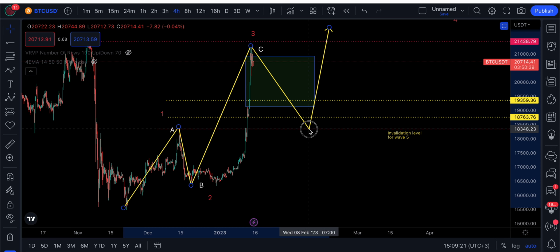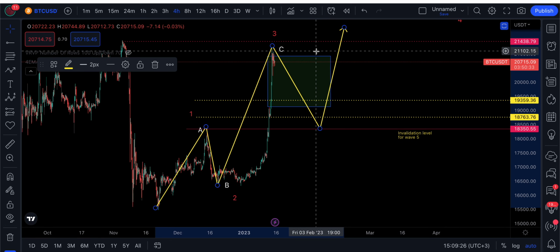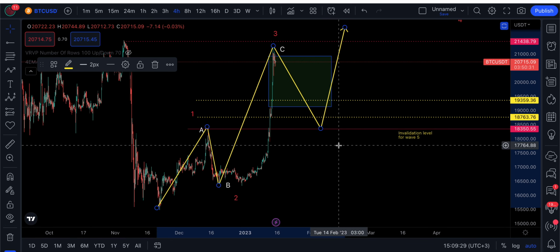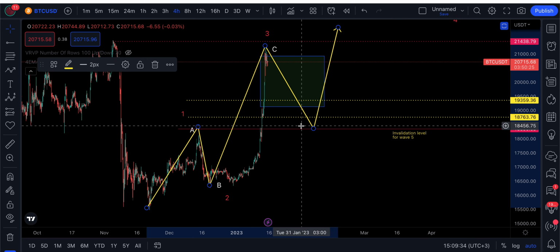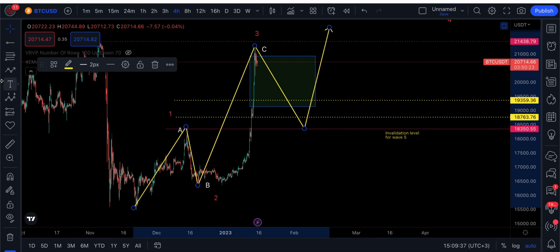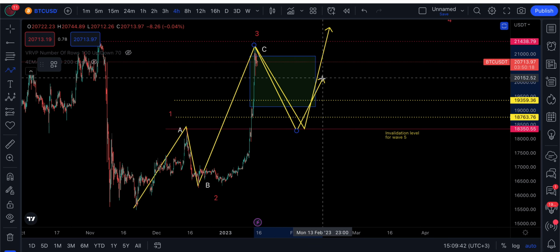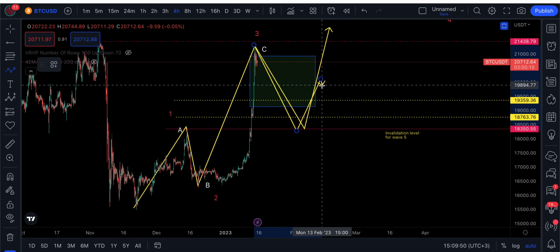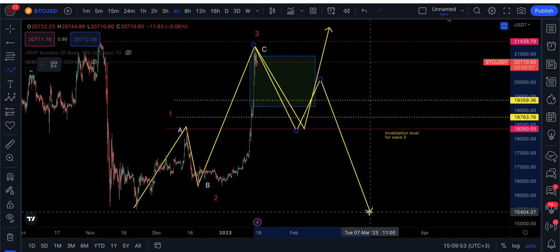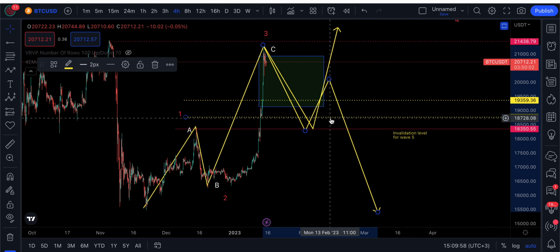Our wave 4 should never reach this area. If it does, it invalidates the 5th wave to the upside. So if we get to this area, I'll be very, very comfortable placing my shorts, because I know that we are likely, if we come down here, to take out our invalidation level, and then we go back up. I will be shorting the swing failure, or if we get rejected, I'll simply short that to expect further downside. So this invalidation level for me is very, very important.